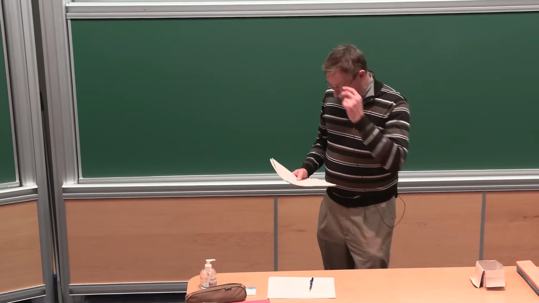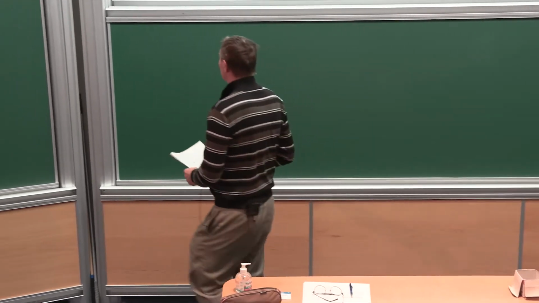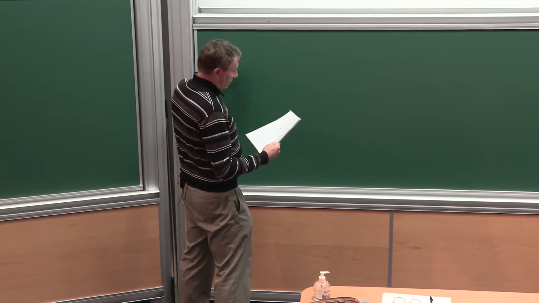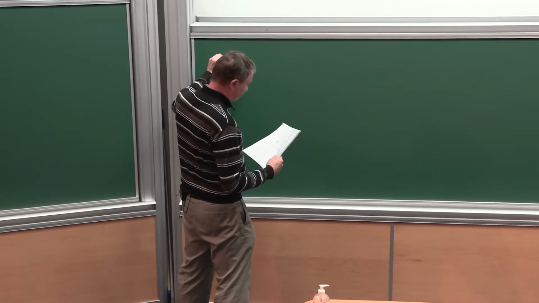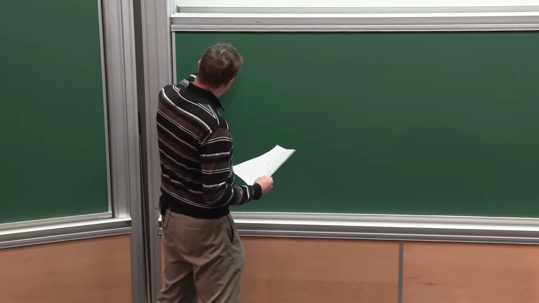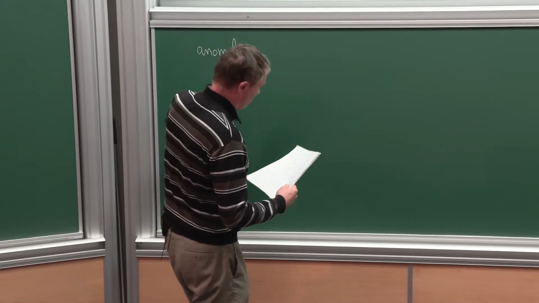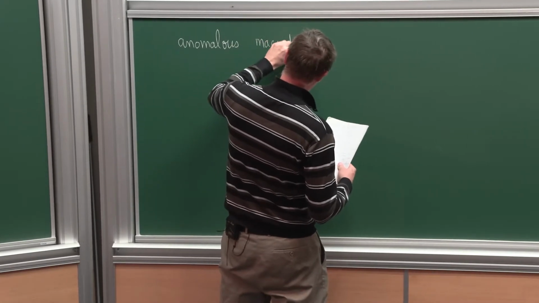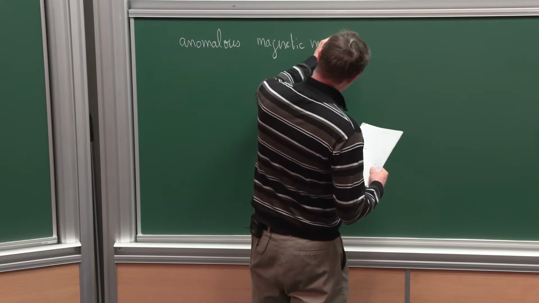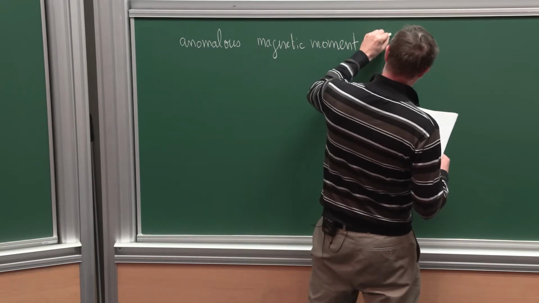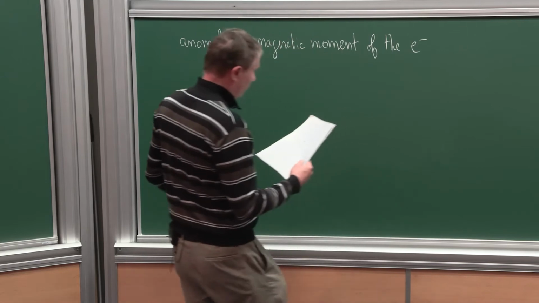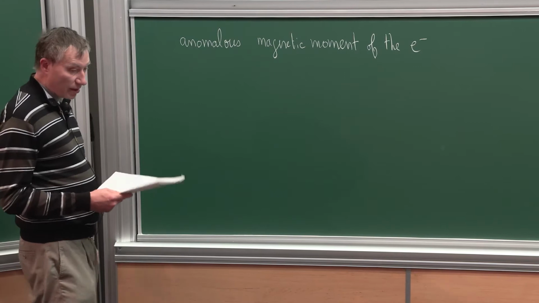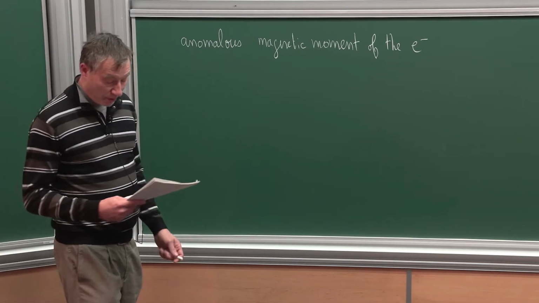So, as a motivation, suppose you want to compute a quantity that is called the anomalous magnetic moment of the electron. This is a physical quantity that has been looked at from the very beginning of the history of quantum field theory.